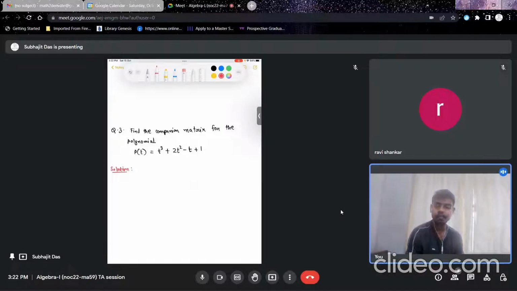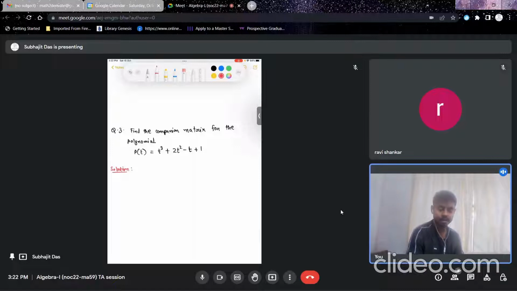But even something more important is this: given any polynomial, if you consider its companion matrix, then the companion matrix has the same characteristic polynomial as the given polynomial, and it has the same minimal polynomial as the given polynomial, right? This is what makes the companion matrix so powerful. So anyways, our polynomial is p(t) equals t cubed plus 2t squared minus t plus 1.